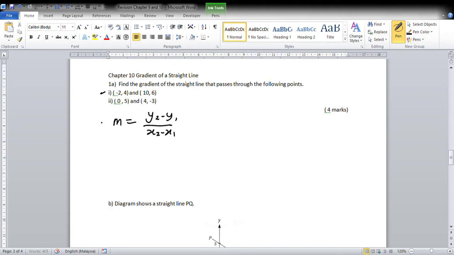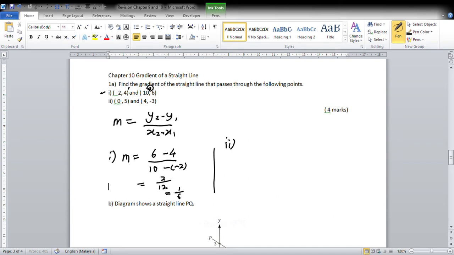For question 1, so the gradient will be what? Okay, let's say I assume that this one is (0.2), this one is (0.1). So y2 is 6 minus 4, okay, and then 10, x2 minus x1, minus negative 2. So the answer will be 2 over 12. So if we simplify, we're going to get 1 over 6.